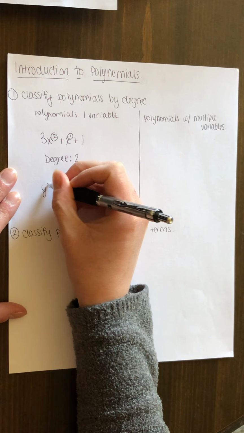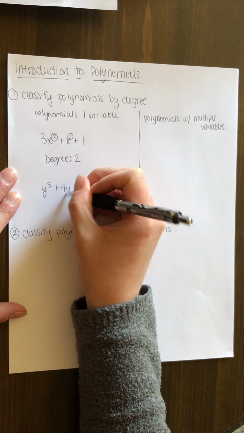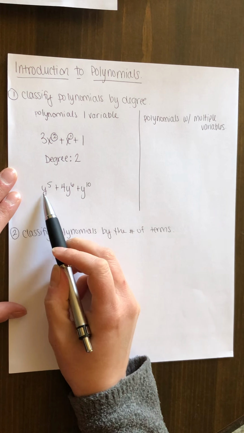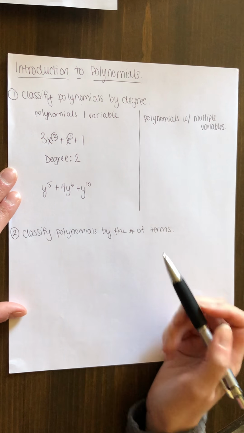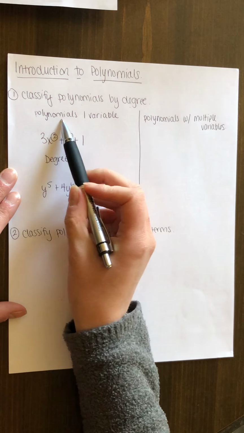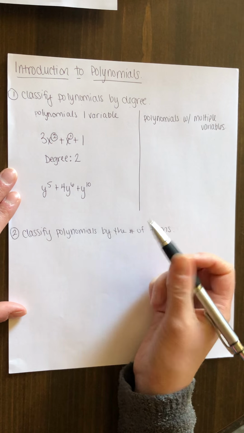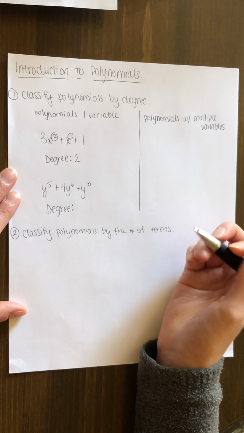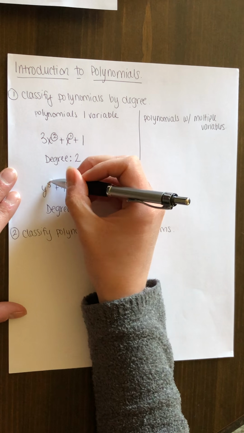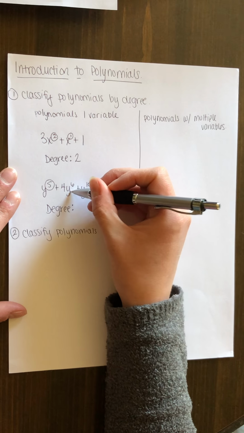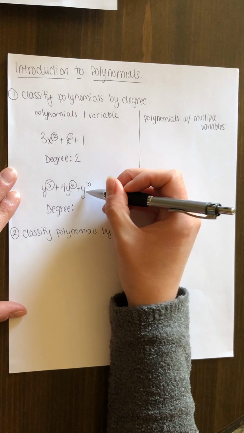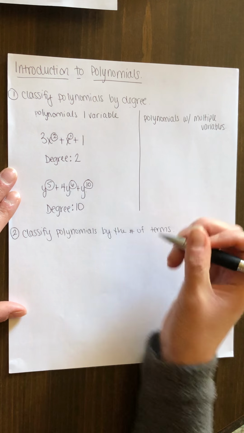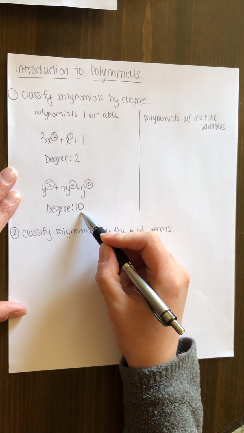If we take a look at another example, now I'm using Y's, but the only letter I see in this expression is Y, so it's a polynomial in one variable. The degree of this polynomial would be the highest exponent of the Y. So this Y has an exponent of 5, this Y has an exponent of 6, this Y has an exponent of 10. The highest number in the exponents is 10.